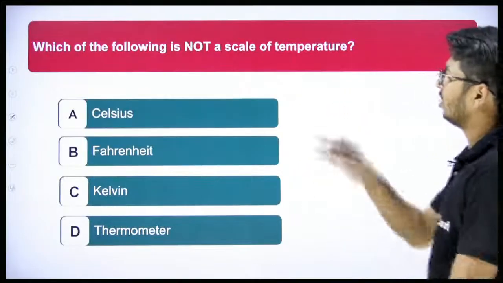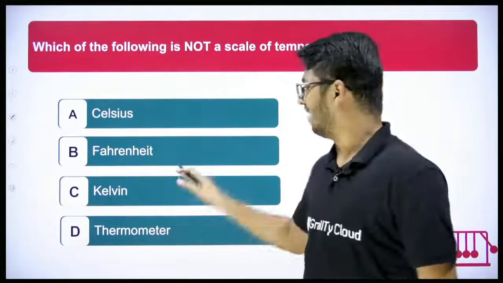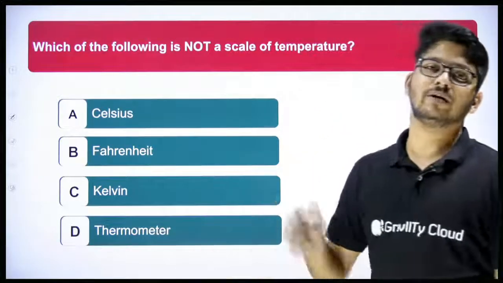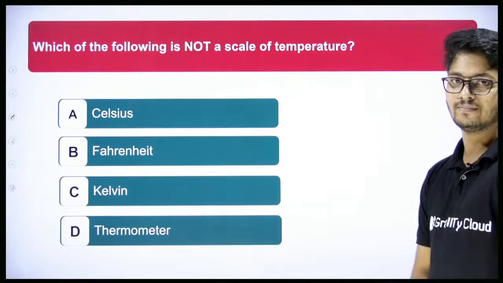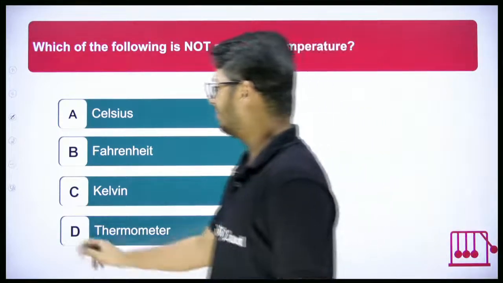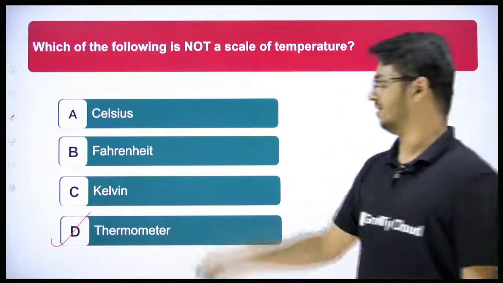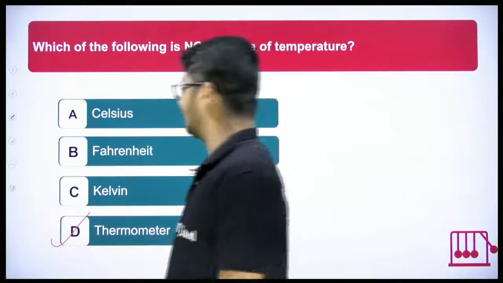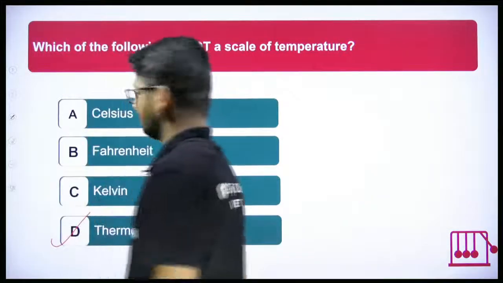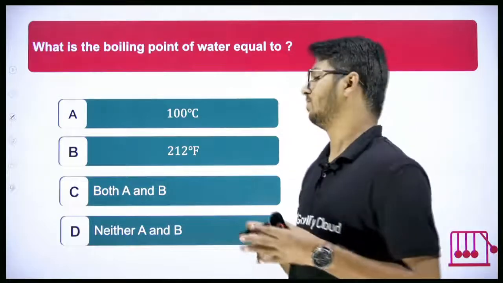Next. Which of the following is not a scale of temperature? Celsius, Fahrenheit, Kelvin, thermometer. What do you think? The answer is thermometer. We have different units. We have Celsius scale, Fahrenheit scale, Kelvin scale. We have their corresponding units also. But a thermometer is an instrument to measure temperature. So the answer is thermometer.